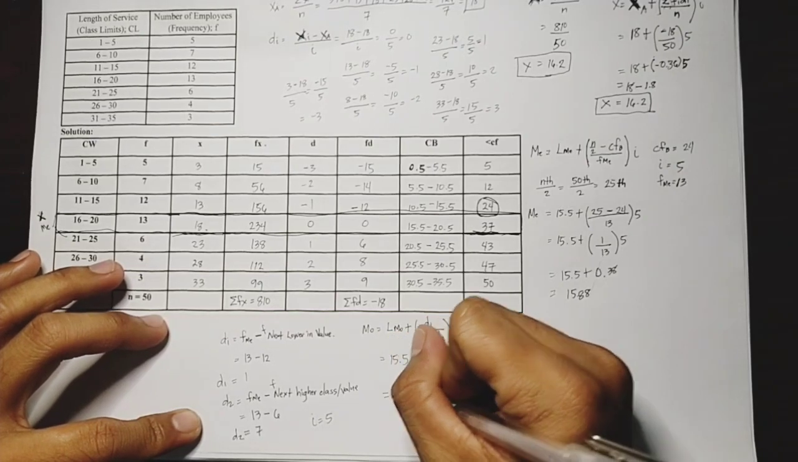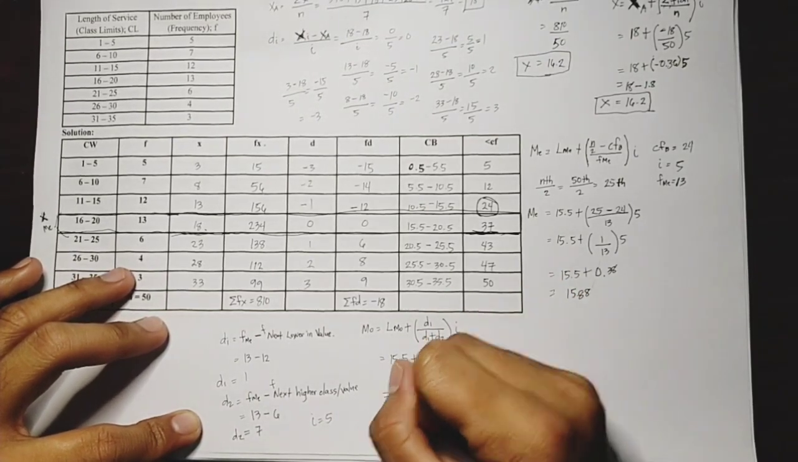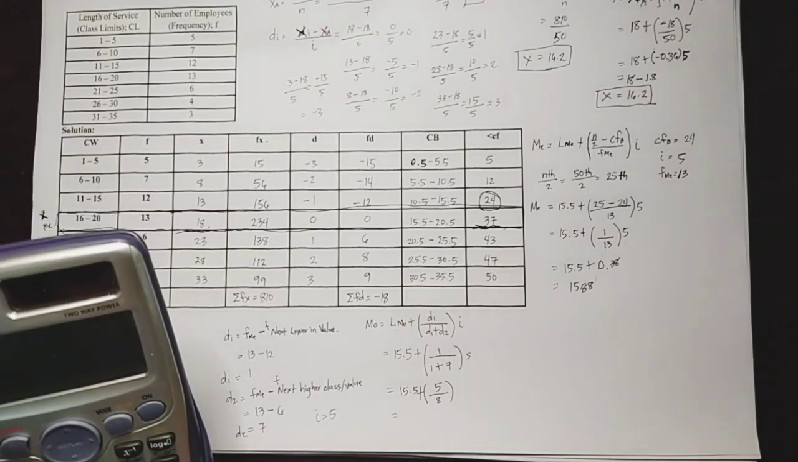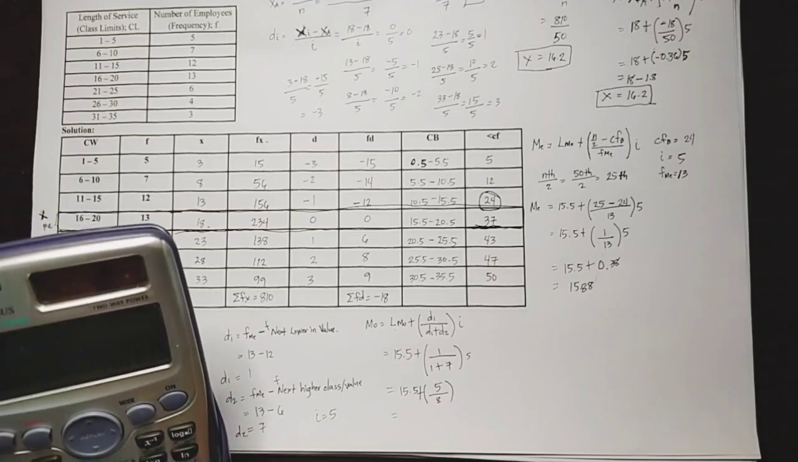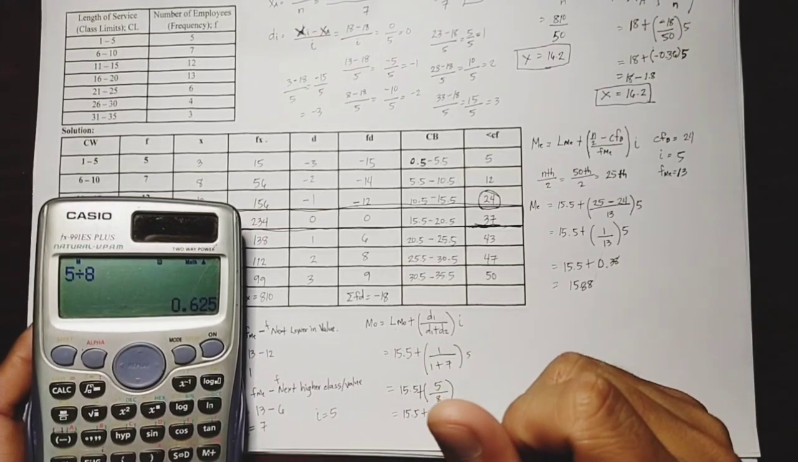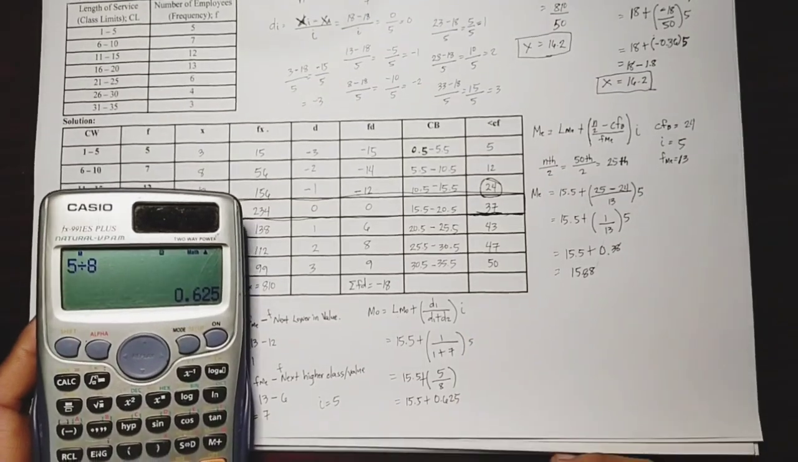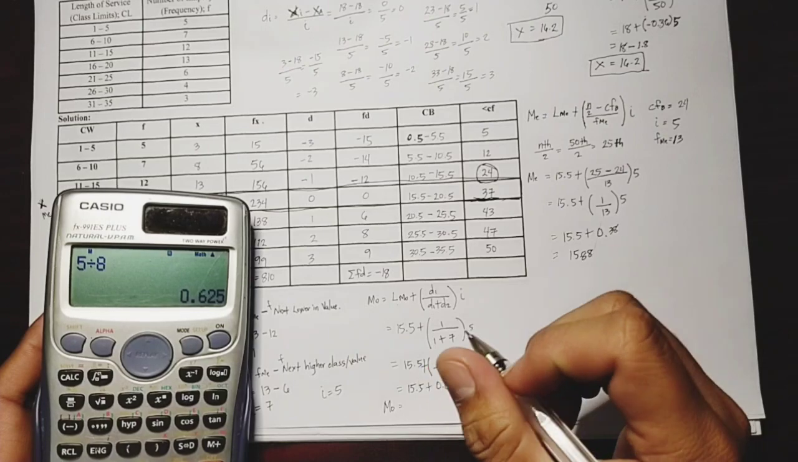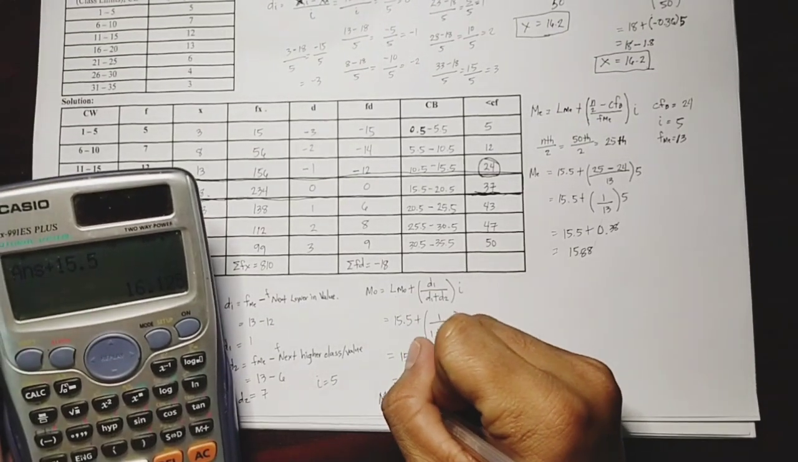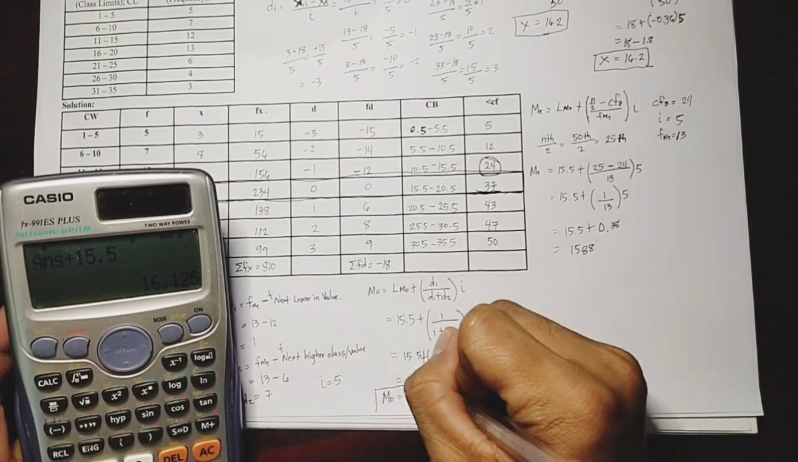So, we have 15.5 plus 5 over 8. Where does the 5 come from? Multiply it right away, and the sum goes below. 5 over 8, plus 15.5. Let us simplify first. 5 divided by 8 is 0.625. Then add it to 15.5, and the mode is 16.125, or 16.13.